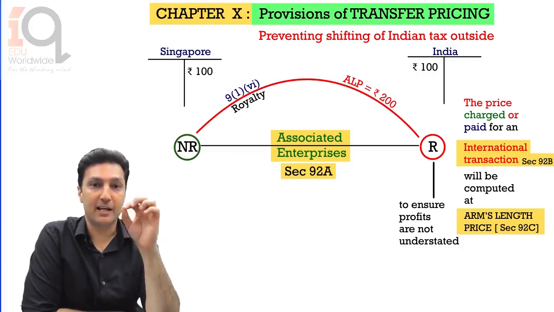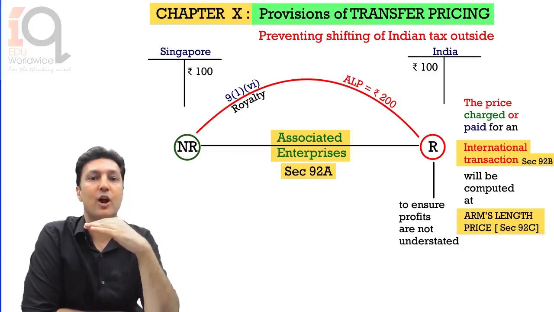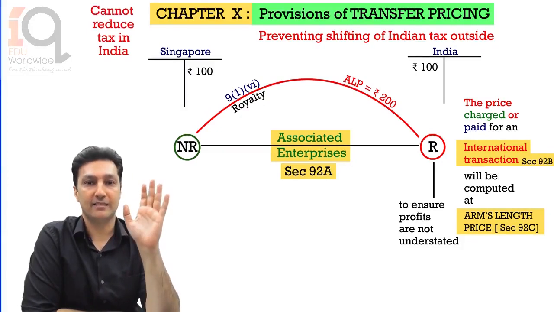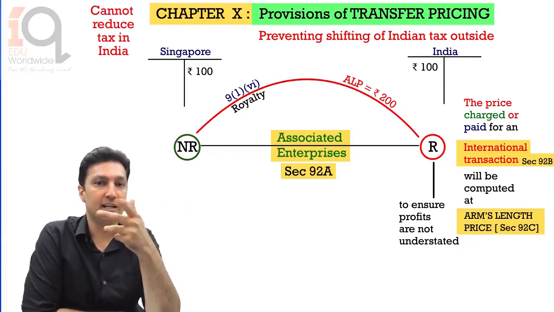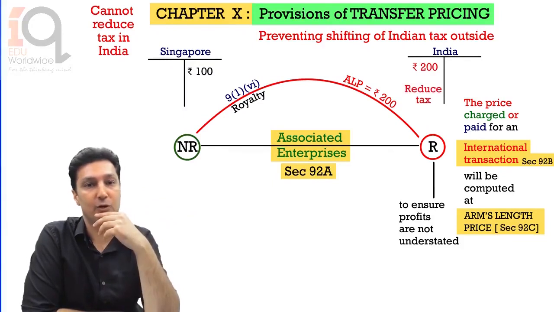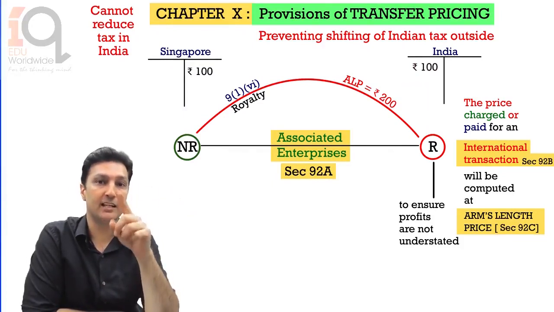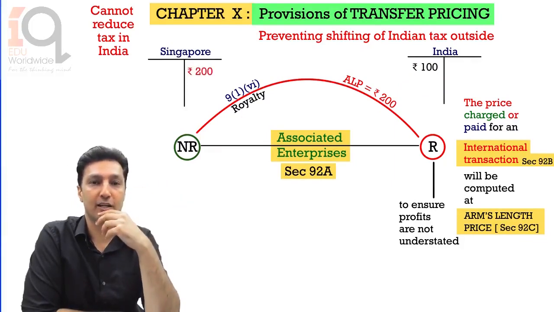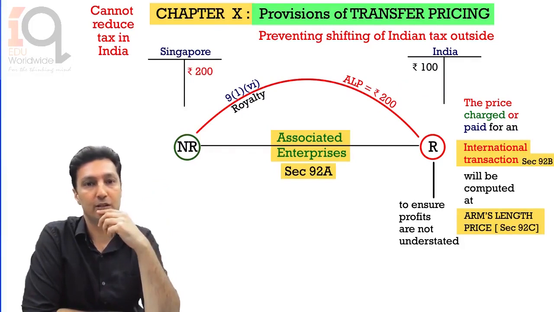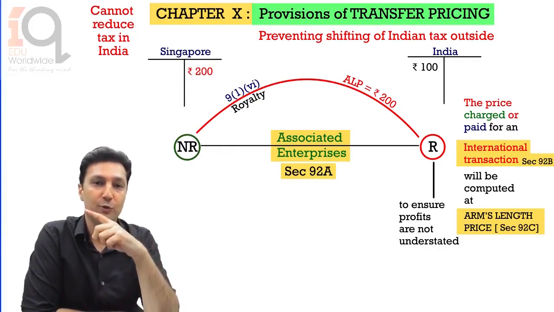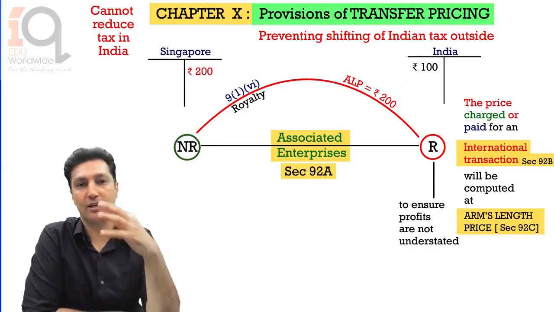Chapter 10 says, by applying the arm's length price concept, you cannot reduce the tax. Therefore, the royalty is 100. The Indian entity claimed a deduction of 100. They've shown a higher profit. By applying the arm's length price, we can't reduce 200 because that will reduce the profits. But in this case, we will apply the ALP concept to the Singapore entity and say, your royalty is not 100 but 200, and we will tax you on 200. Are you following? So it can be applied to the resident or the non-resident both.